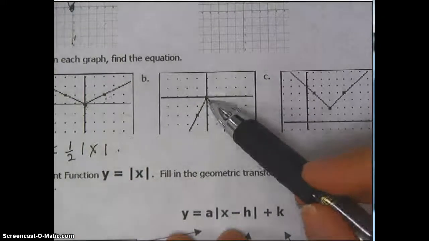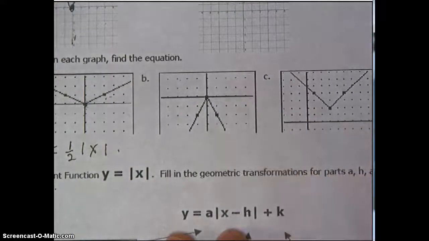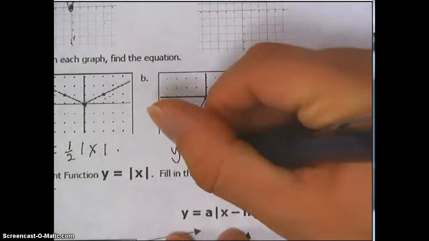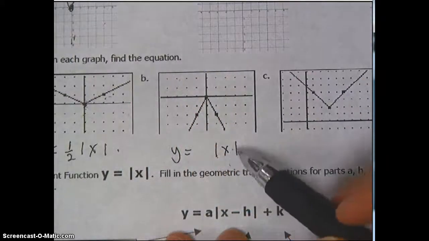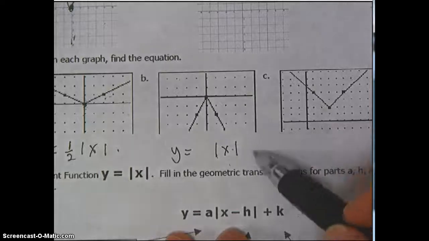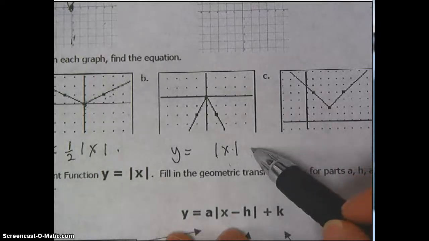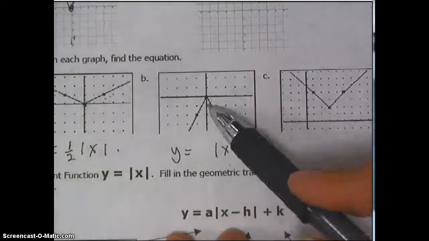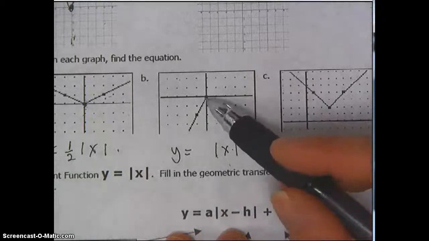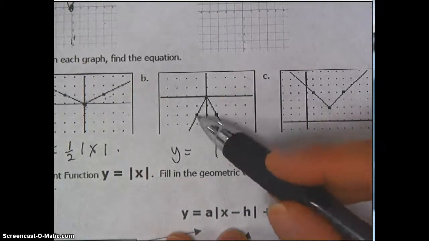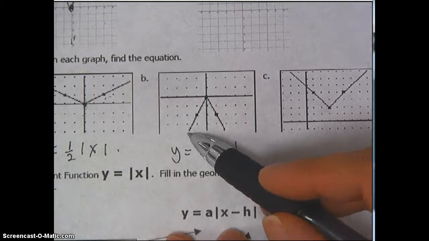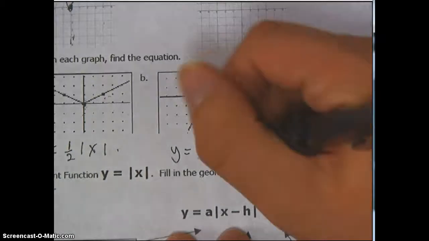We're still at 0, 0, so I'm not shifting it left or right, so I can go ahead and write y equals the absolute value of x. Nothing on the inside because I didn't go left or right. Nothing on the outside because I didn't go up or down. I'm still at the origin. But I went down 2 over 1.